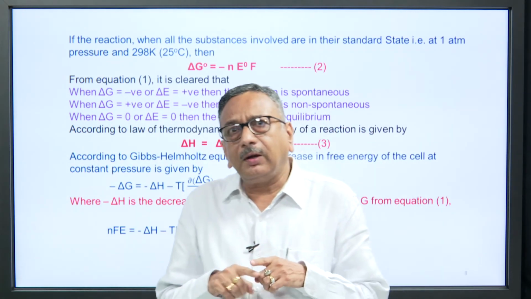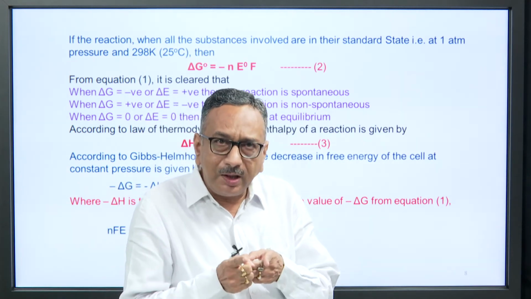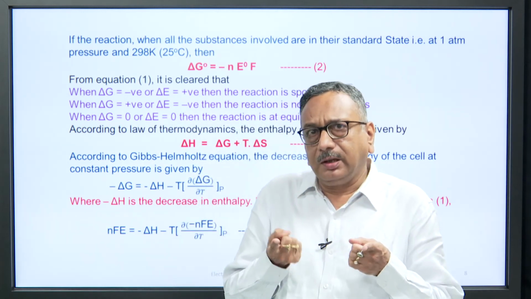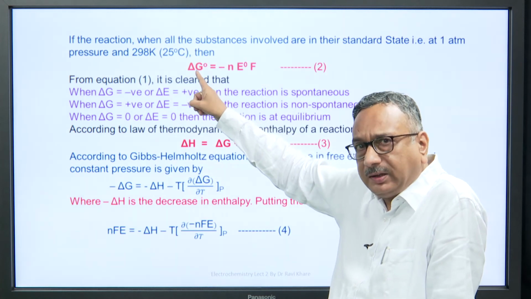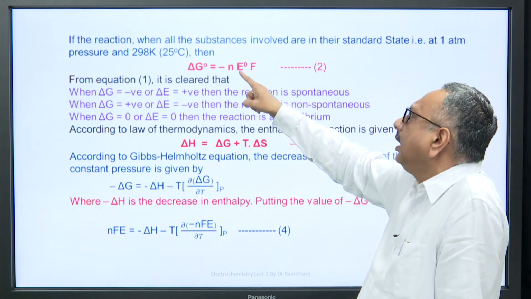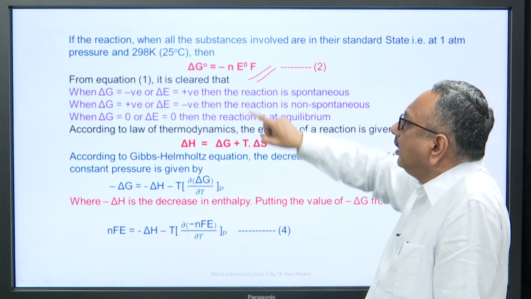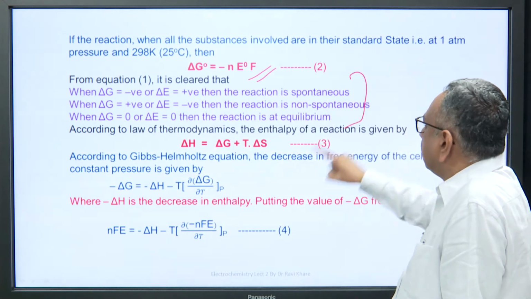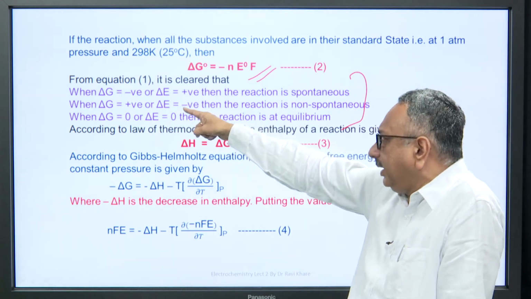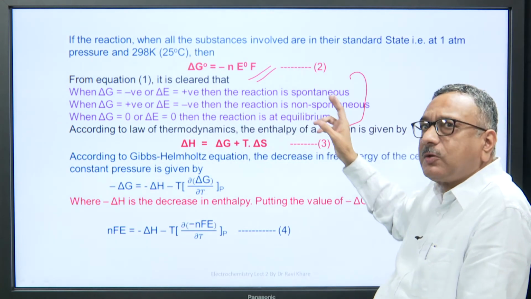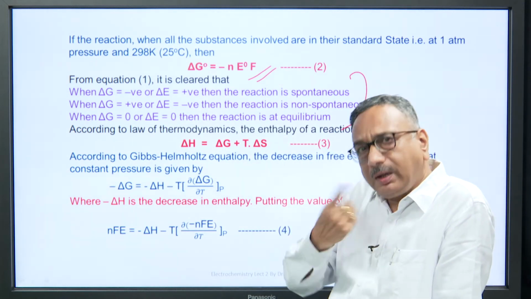If the reaction takes place when all the substances involved are in their standard state, that is 1 atmosphere pressure and 25 degrees Celsius, then you can write delta G 0, the standard decrease in free energy, is equal to minus nE0F. This is a very important relation. When delta G is a negative value or delta E is positive, then the reaction is spontaneous, means the reaction is feasible, means the reaction will take place.